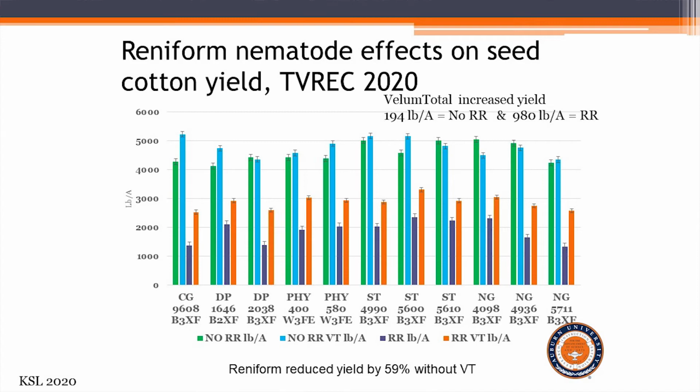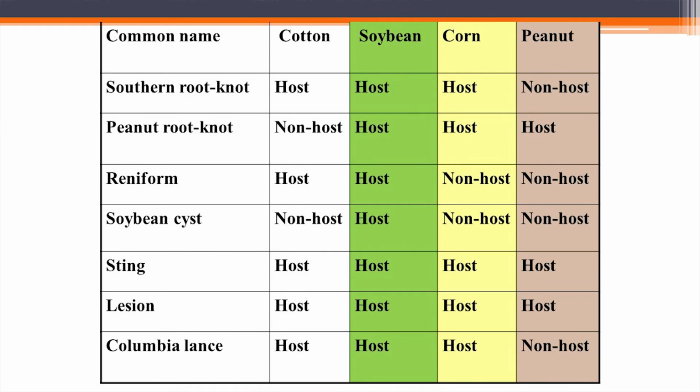Okay, so the next slide is my standard host slide. So you've got cotton, soybeans, corn, and peanut, and all the nematodes listed. So there's always rotations that are out there if you have the equipment and can do it. And rotating always helps. So cotton is not a host for the peanut root knot. It's not a host for soybean cyst. So if you've got those, it's a great rotation.